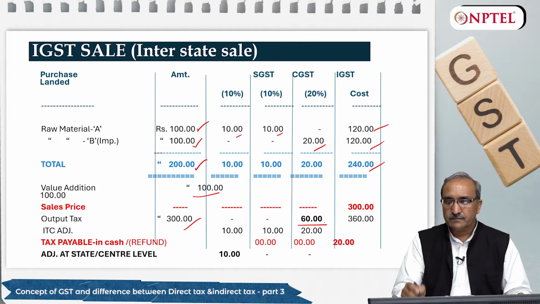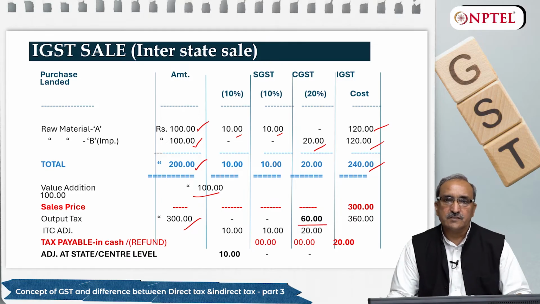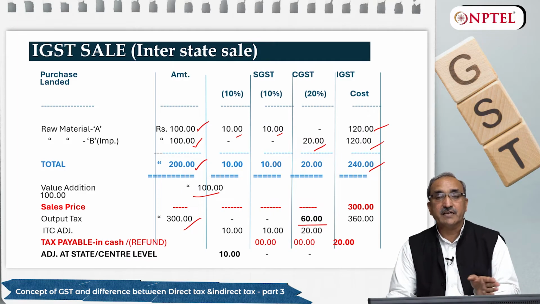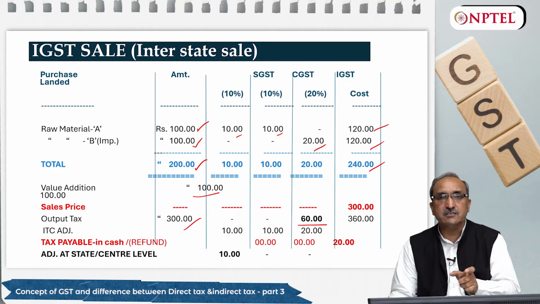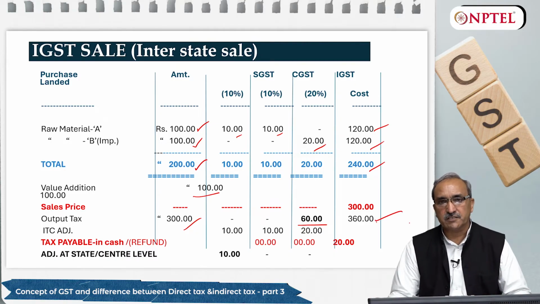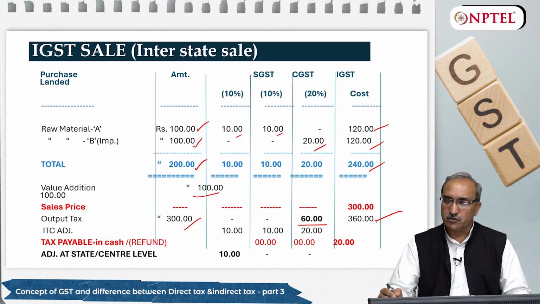I will charge 60 rupees. In case of intrastate, I will charge 30 rupees CGST, 30 rupees SGST, but it is interstate, so I am charging 60 rupees. Total GST is 60 in an interstate transaction. So again, invoice value is 360. So my tax liability is 60 rupees again.